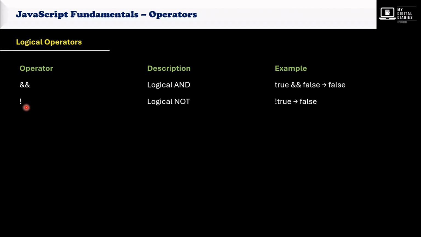Your next logical operator is NOT. That is called logical NOT. It will basically invert the value. So if the value is true and you put the NOT, it will become false. That's how you can use the logical operators.